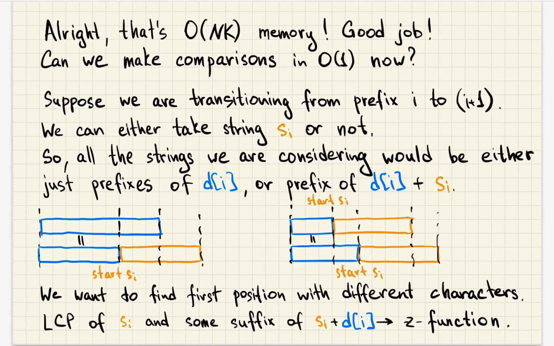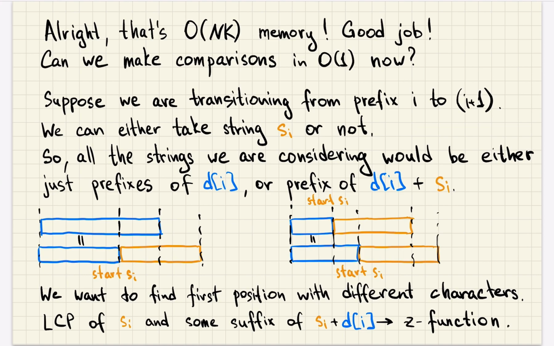Alright, that's O(nk) memory, because for each prefix of n, we now store one string of length at most k and a Boolean array of length k plus 1 maybe. That's great. So we have solved the first issue.